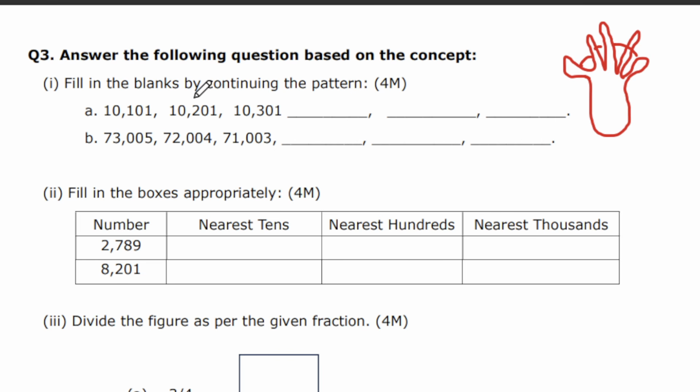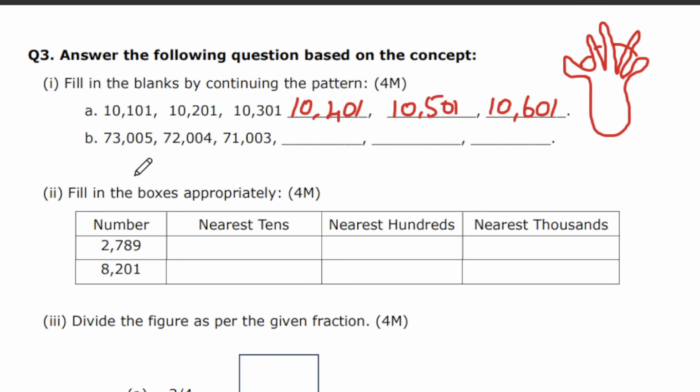Okay. So fill in the blanks with continuous pattern. First number we have 10,101. So 10,201, 10,301. Next is 10,401. Easy one, right? Next is 10,501, 10,601.